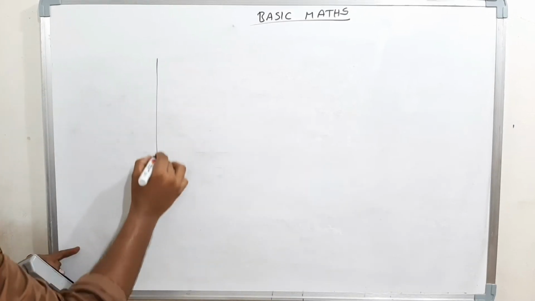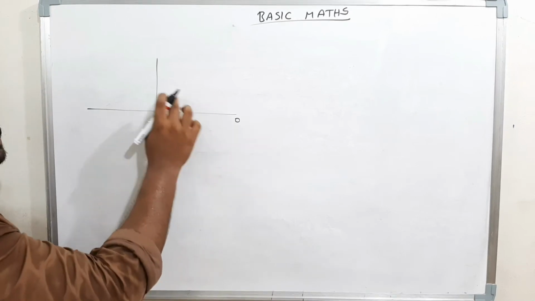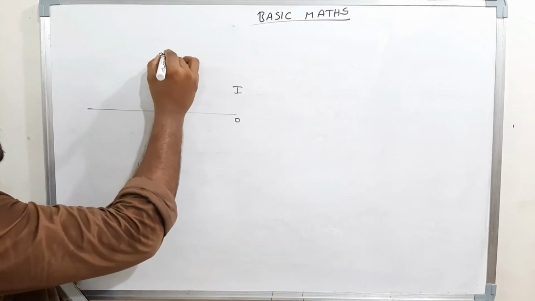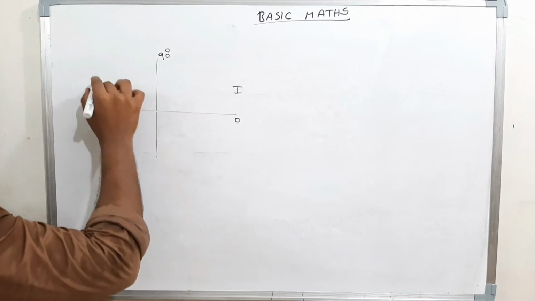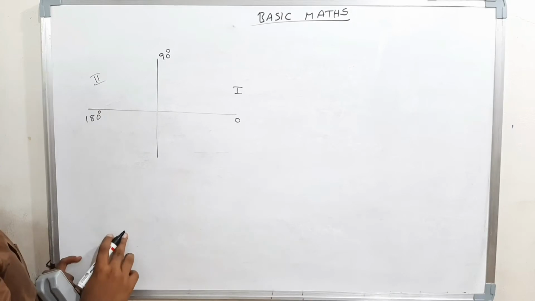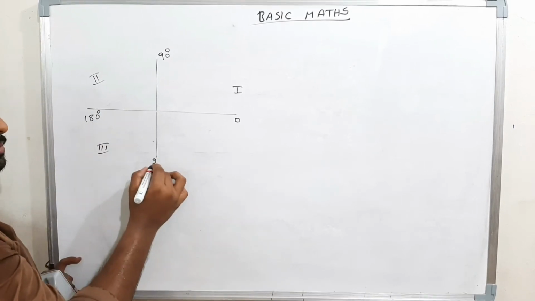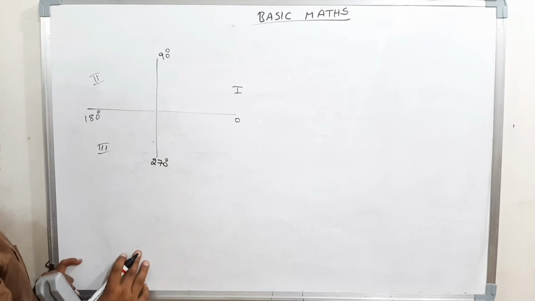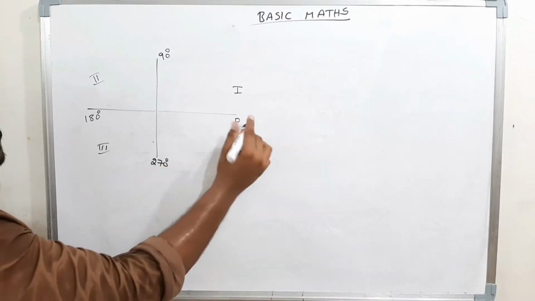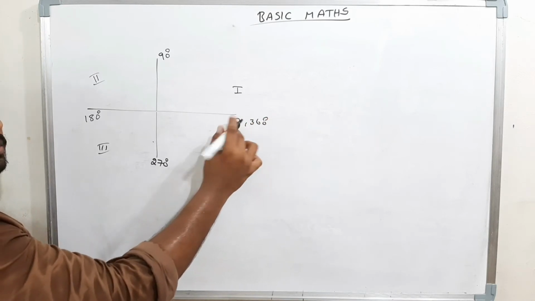There are 4 quadrants. Each quadrant is having 90 degrees. The first quadrant lies between 0 to 90 degrees, and the second quadrant lies between 90 to 180 degrees, and the third quadrant lies between 180 to 270 degrees, and the fourth quadrant lies between 270 to 360 degrees. 360 degrees or 0 degrees, both are same.